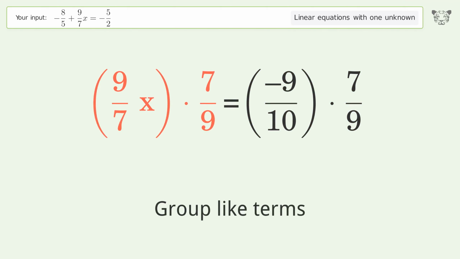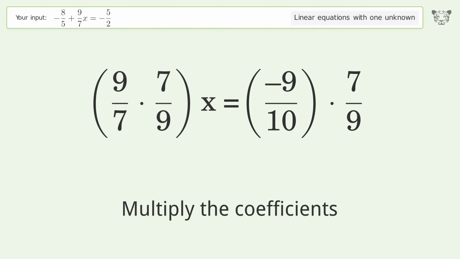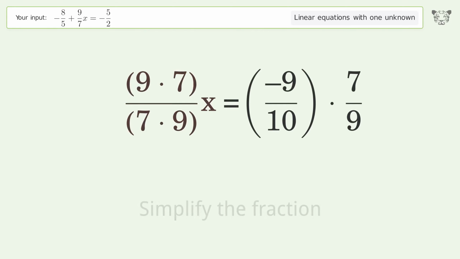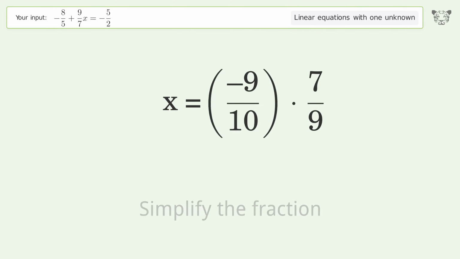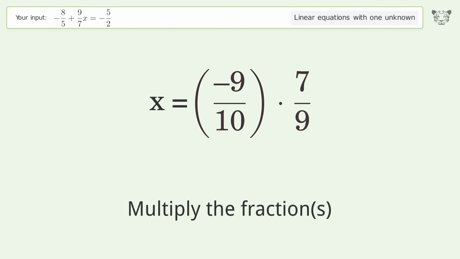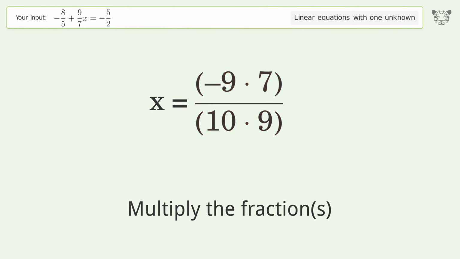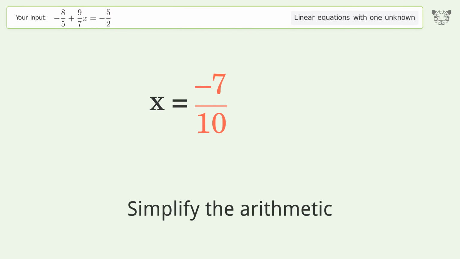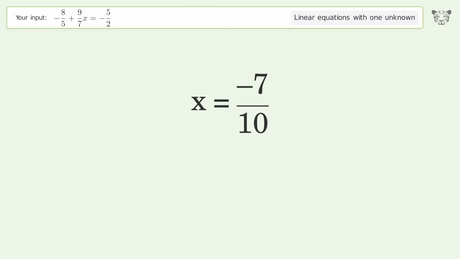Group like terms. Multiply the coefficients. Simplify the fraction. Multiply the fractions. Simplify the arithmetic. And so the final result is x equals -7/10.